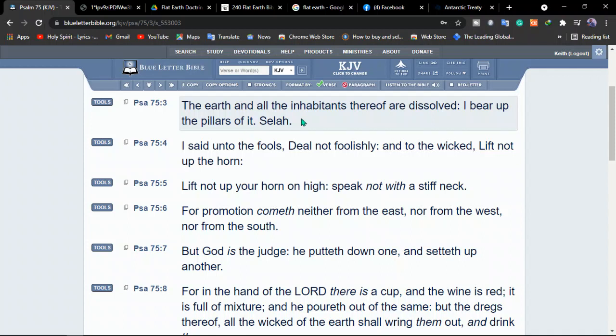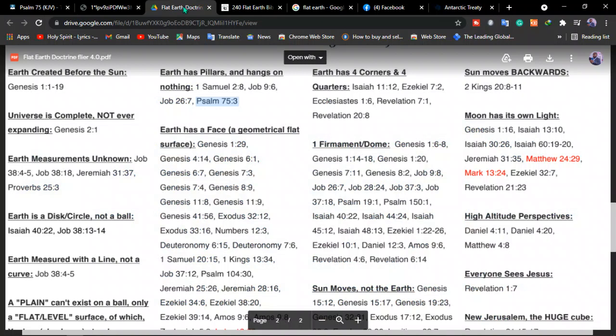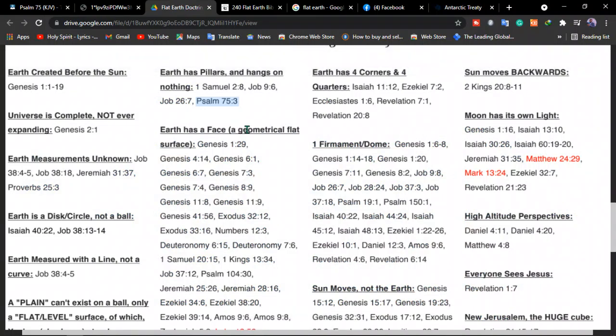The earth and all the inhabitants thereof are dissolved: I bear up the pillars of it. Getting some sense? Are you awake still? Are you sleeping or are you awake?